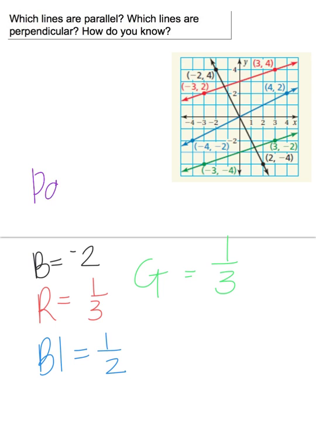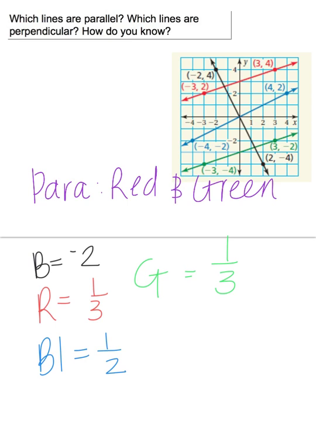So the parallel lines, you should have said lines red and green, because they have the same slope. And for perpendicular, you have lines black and blue, because their slopes are opposite reciprocal, and when multiplied together, they equal -1.